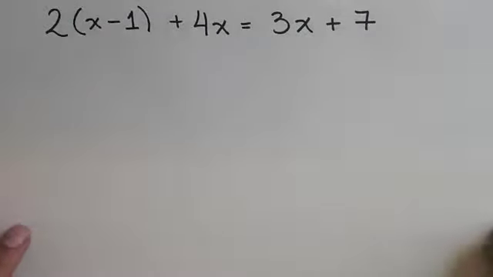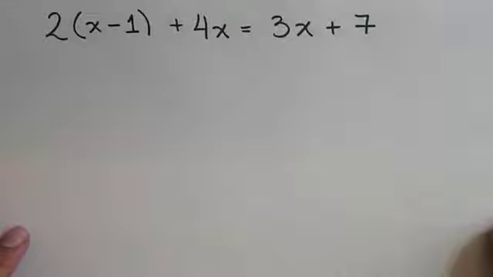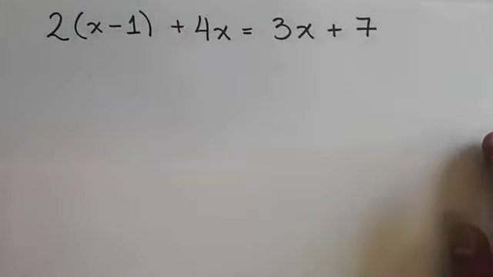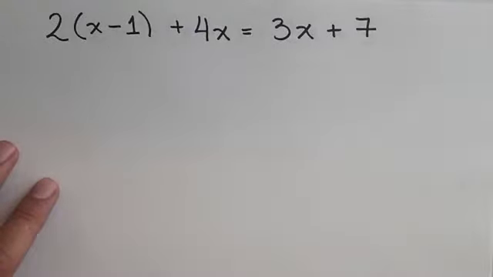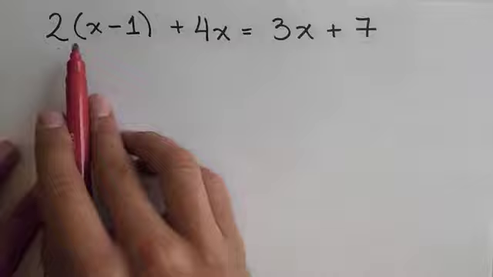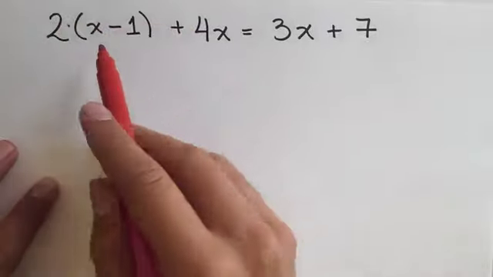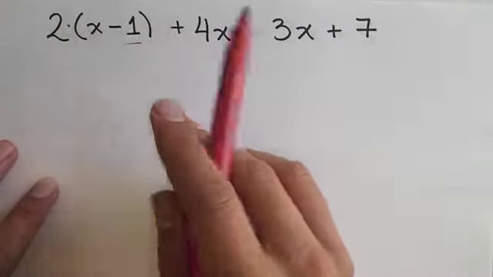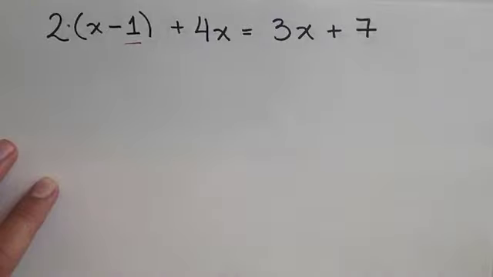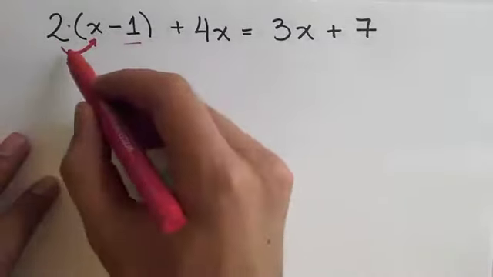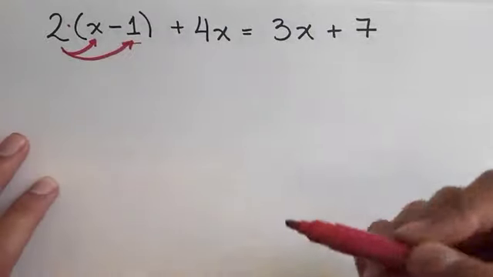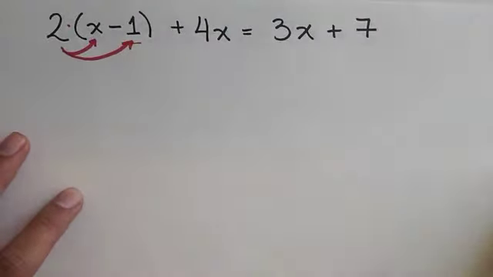2 times (x minus 1) plus 4x is equal to 3x plus 7. So always what we want to do first is to distribute numbers that affect parentheses. For example, this 2 is multiplying this whole parenthesis, x minus 1. So we want to do a distribution of that number over all of the terms. That means I'm going to multiply 2 times x, and then I'm going to be multiplying 2 times negative 1.